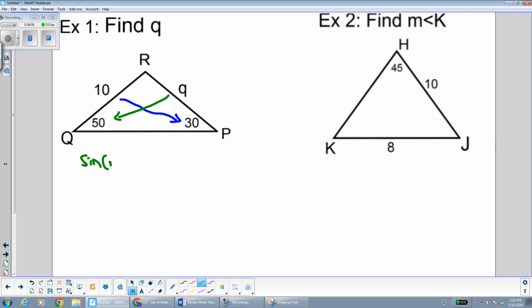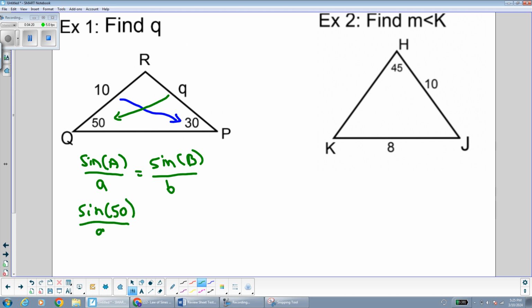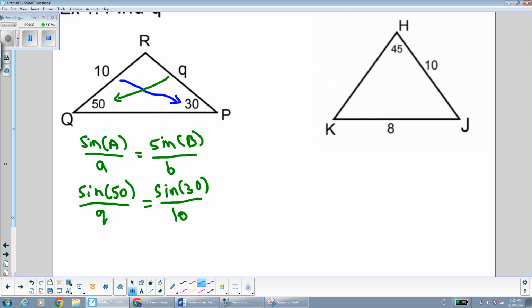Sine of an angle over the side opposite from it equals sine of another angle over the side opposite from it. So here, I'll use the 50-degree angle as one of my angles, and Q, the side I'm finding, is the side opposite from it. And I'll use the 30-degree angle as my other angle because I already know the side across from it is 10. And from here, I'm solving for a missing side, so I can cross multiply my proportion.